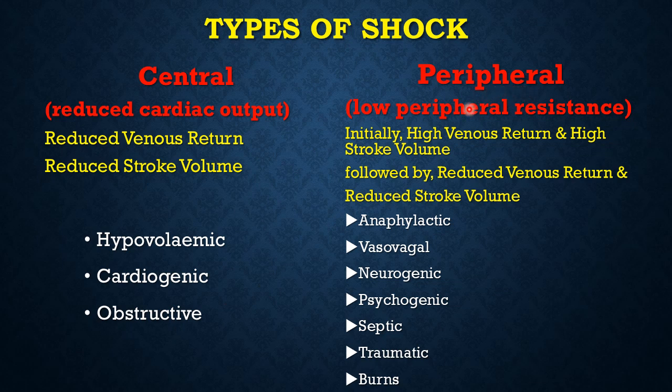Whereas in the peripheral type of shock, initially there is high venous return and high stroke volume, but in late stages, this is followed by reduced venous return and reduced stroke volume. The types of shock which are included in peripheral shock include anaphylactic shock, vasovagal, neurogenic, psychogenic, septic shock, traumatic shock, or burns shock. All these we will discuss in detail.